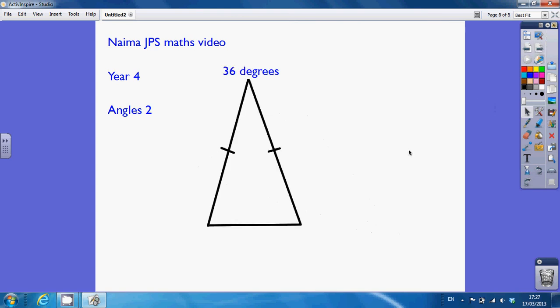Right, the last question. So in this one we have an isosceles triangle, and we know that these two sides are equal because of these lines. These lines mean that the two sides are equal. So we have this angle up here. How do we work out what the angles down here are? See if you can explain.